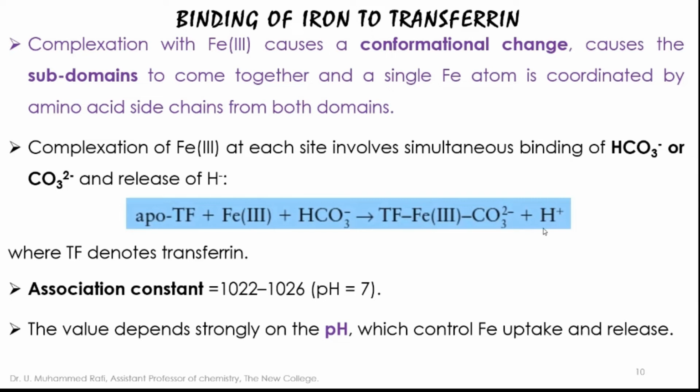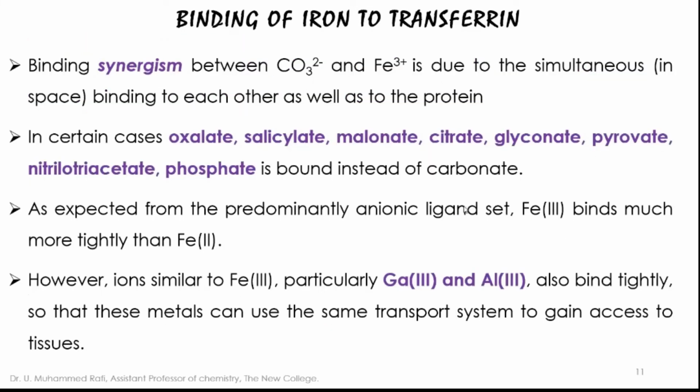Since H+ is gone here, we can understand that this transferrin binding and release all depends upon the pH values. The synergism between carbonate and Fe3+ is due to the simultaneous binding to each other as well as to the protein. Not only carbonate, other anions can also be used, for example oxalate, salicylate, malonate, citrate, etc. And from this anionic ligand set, we can see that Fe3+ binds more strongly than Fe2+. Using this transferrin, not only Fe3+, but also gallium 3+ and aluminum 3+ can be used for transportation among the cells.